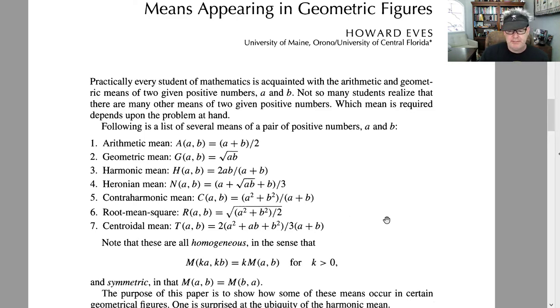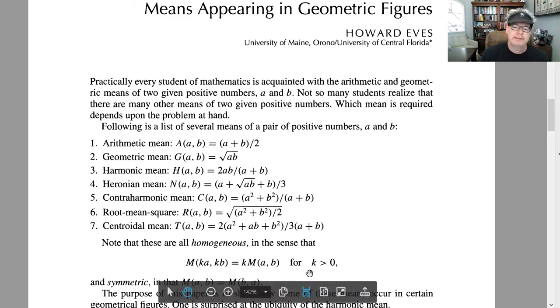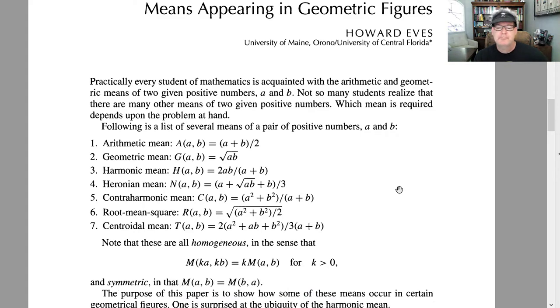So to be a mean, it has to be homogeneous in that if you take 10 times each number, the mean will then be 10 times what you had before. It's symmetric, so no matter if you switch the order, you get the same value. Also, it has to be in between the min and max, inclusive. So it can't be outside the interval made by A and B.